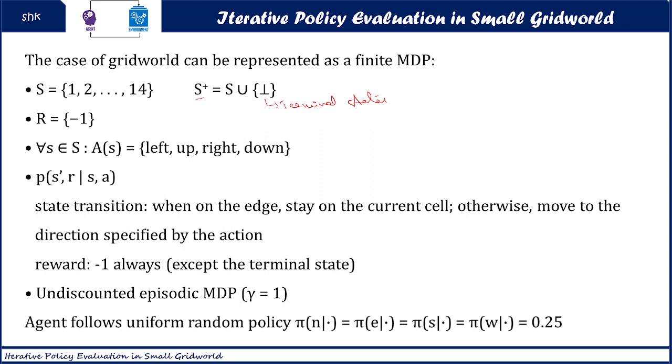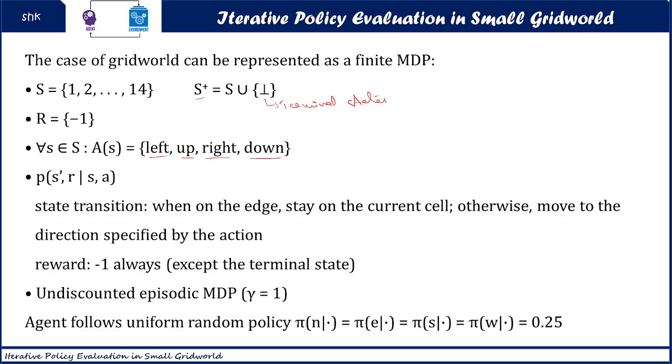The reward is -1 for all the states. So for a state which is a member of S, the set of actions which we are going to consider is left, up, right and down.